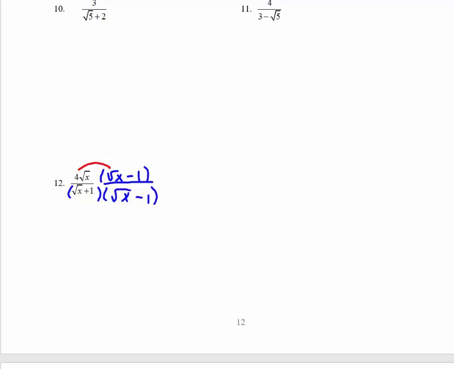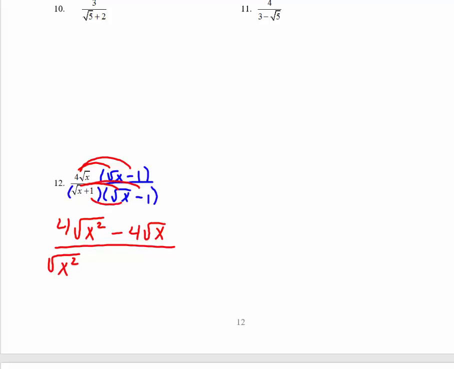When we distribute, the 4 stays on the outside, and the square root of x times the square root of x is the square root of x squared. 4 times negative 1 is negative 4, and then square root of x. In the denominator, square root of x times the square root of x is the square root of x squared. Again, I'm not going to show outer and inner because they just cancel each other out. And 1 times negative 1 is minus 1. So now let's go ahead and simplify the numerator.